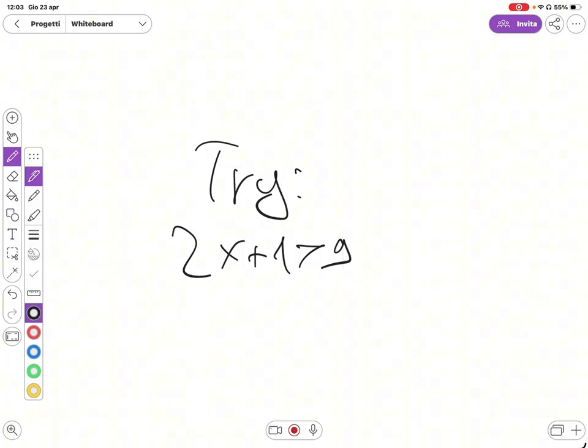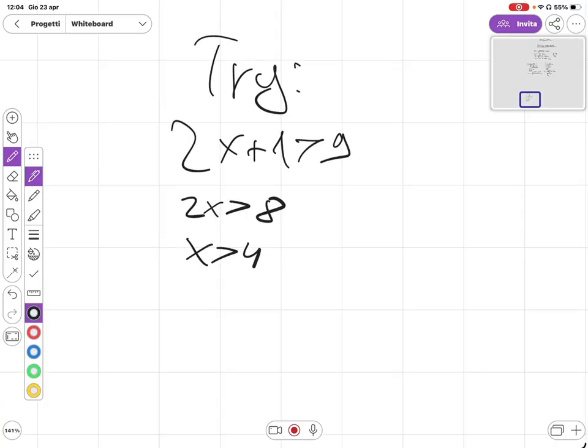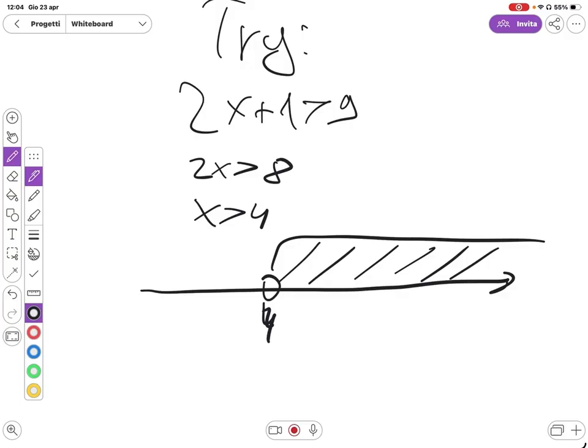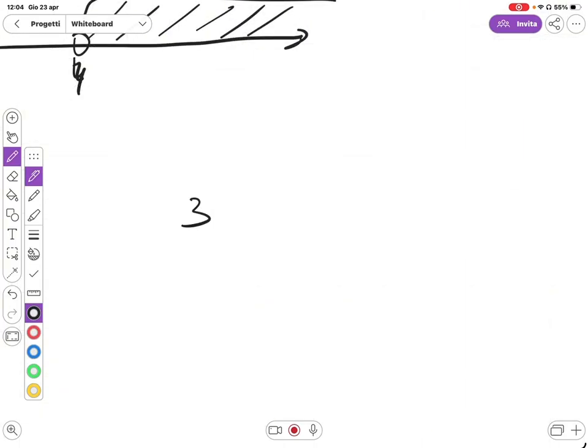2x plus 1 is more than 9. I'll show you how to do it. So we should subtract 1 from both sides, so 8, and we can divide both sides by 2. x is more than 4, and when we draw it on a number line, put 4 here, and everything more than 4, not including 4.